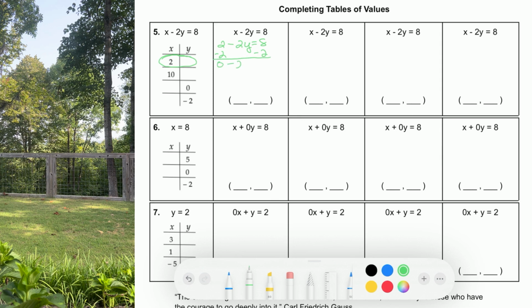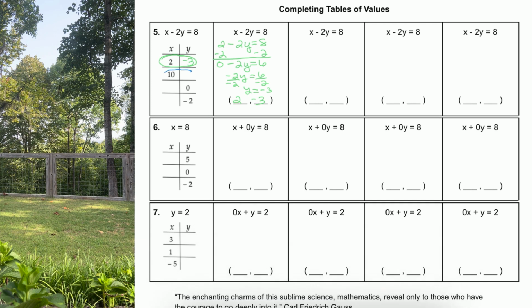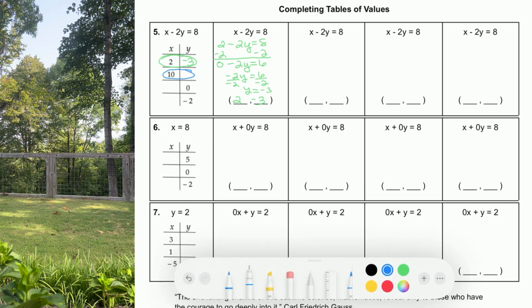and it was 0 minus 2y equals 6. So that's a -2y equals 6. Divide both sides by -2, and I end up with y equals -3. So I have a 2, -3. I'm going to put my -3 here. Using the same equation, I'm now going to use this grouping. Again, we know our x, it's 10.